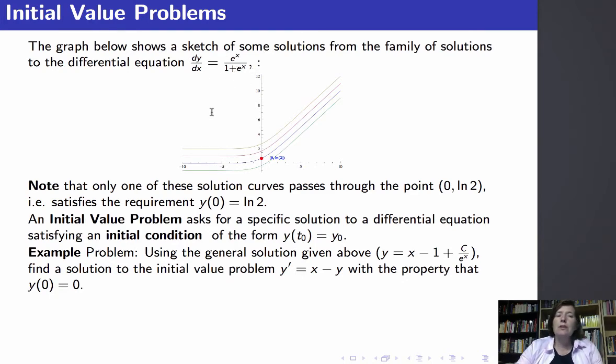The antiderivatives of e to the x over 1 plus e to the x are the solutions to the differential equation dy/dx equals e to the x over 1 plus e to the x. Notice that for any given point, there's exactly one solution running through that point. For example, if the point is (0, natural log of 2), then there's exactly one solution to this differential equation which runs through that point on the plane. In other words, it has y of 0 equals the natural log of 2. The value of the function at x equals 0 is the natural log of 2.